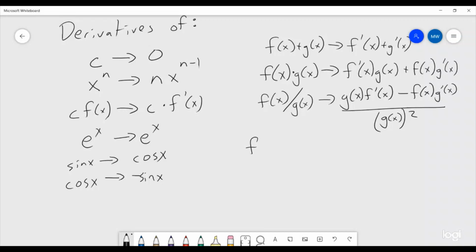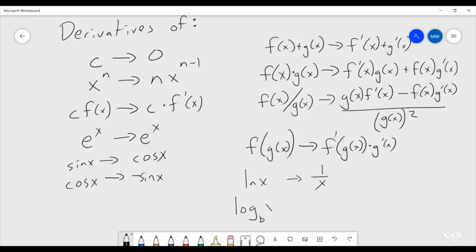Chain rule, we have f of g of x. This goes to f prime of g of x times g prime of x. Let's see what other ones. Logarithms. We have natural log of x goes to 1 over x, and log base b of x goes to 1 over x times natural log of b.